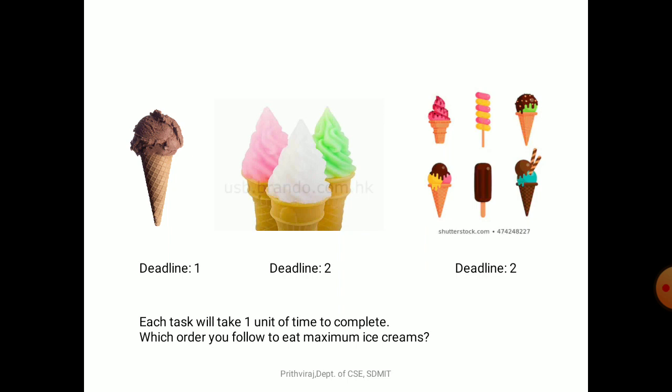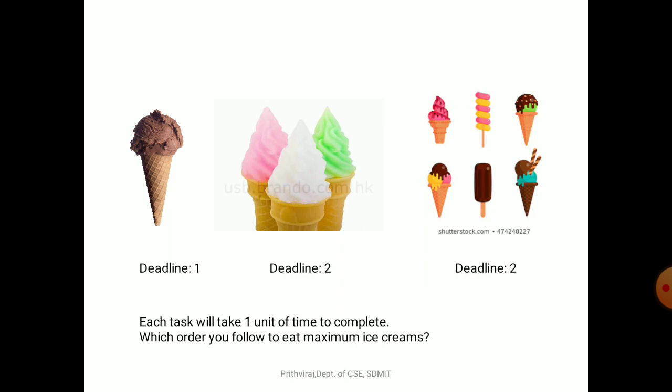So our intention is to get the maximum number of ice creams. So which order are we going to follow? Okay. Suppose I take the first ice cream in the first unit of time, then within the second unit of time, I can get either the second set or the third set. So if I take the first ice cream, then in the second slot, I can get either the second set or the third set. Both sets I can't get.